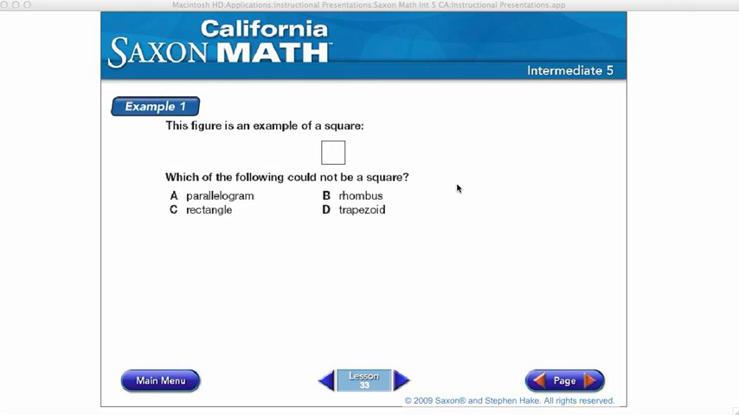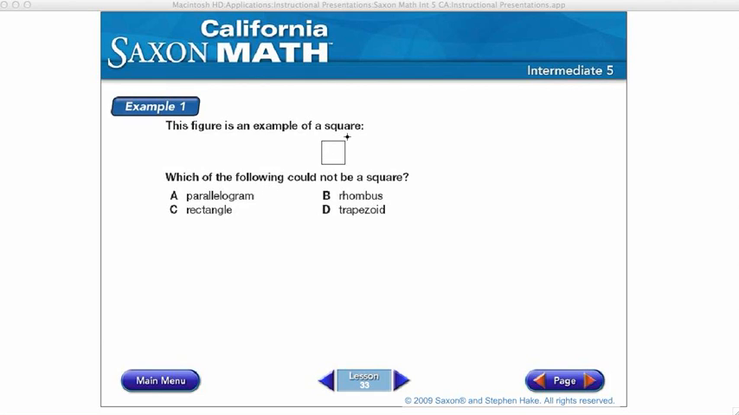Okay, example 1. This figure is an example of a square. Which of the following could not be a square? Okay, so we're going to have to look at each of these words and think about the definition. Parallelogram. A parallelogram has 2 pairs of parallel sides.